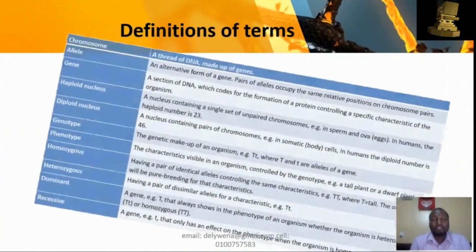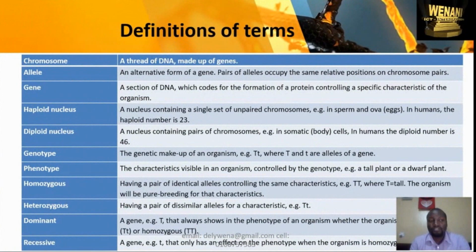Now let us continue and look at the definition of some of the terms we are going to use here and be able to understand them. The first term is an allele. What is an allele? An allele is an alternative form of a gene. Pairs of alleles occupy the same relative position on chromosome pairs. Gene, I've already talked about it, is a section of DNA which codes for the information of a protein controlling a specific characteristic of the organism.